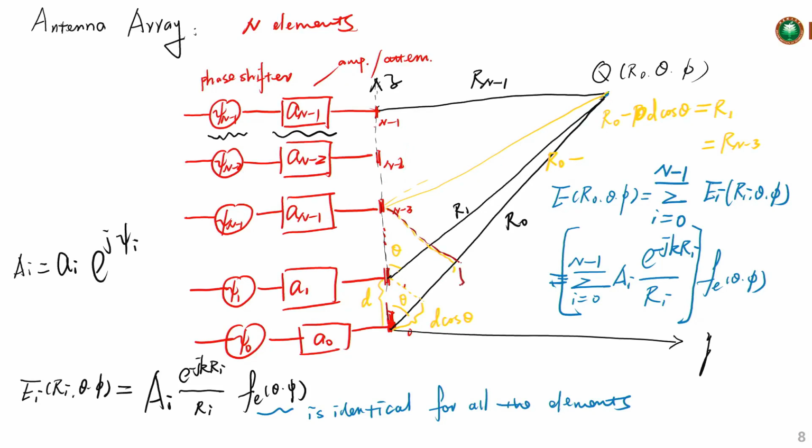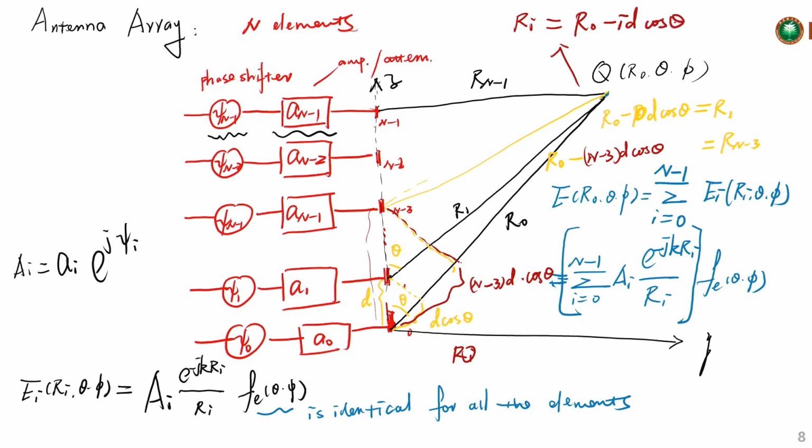Minus this part, right? So this part, its length equals n minus 3d. Alright, the total part of all the elements times cosine theta. So (n minus 3) times d cosine theta equals this one. So that means Ri equals R node minus i d cosine theta, right? The expression is like this one.